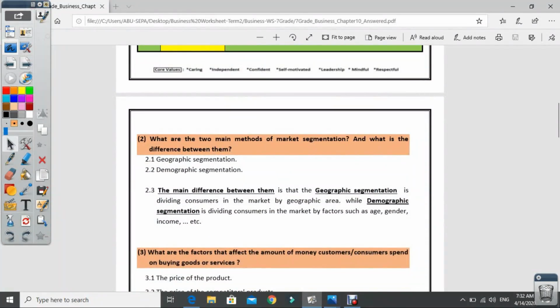What are the two main methods of market segmentation? And what is the difference between them? Guys, we have two main methods of segmentation. The first one is geographic segmentation. And the other one is demographic segmentation. But what is the main difference between them?